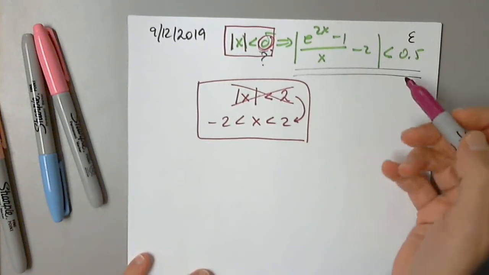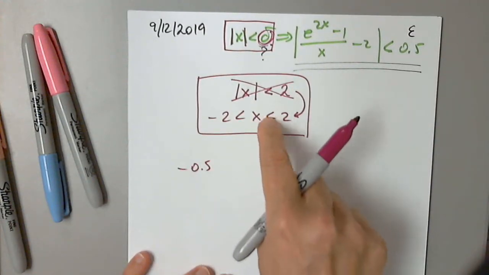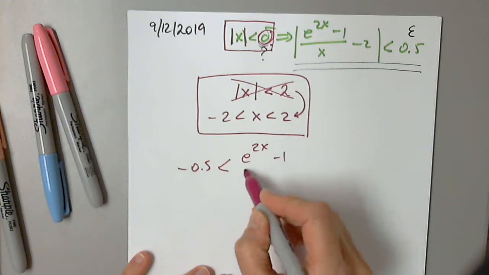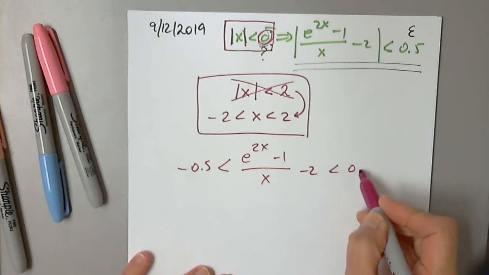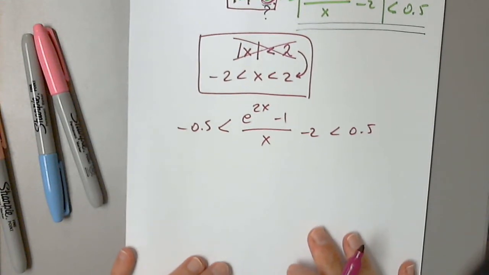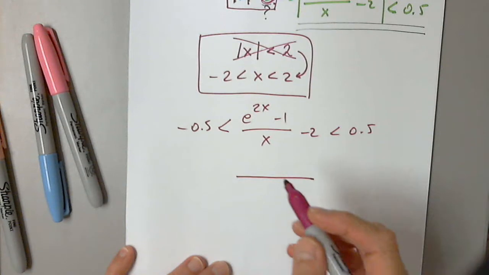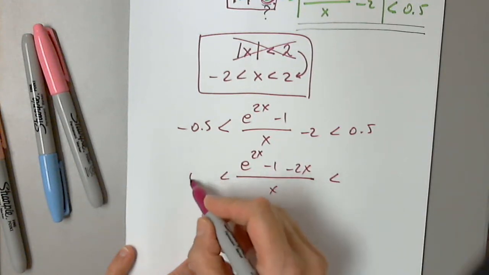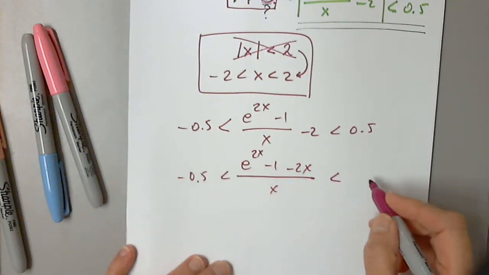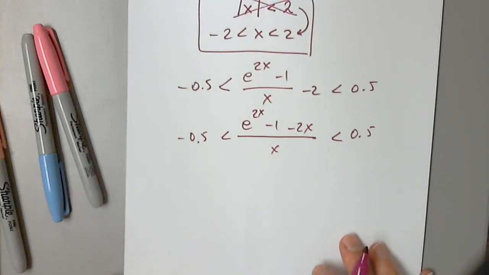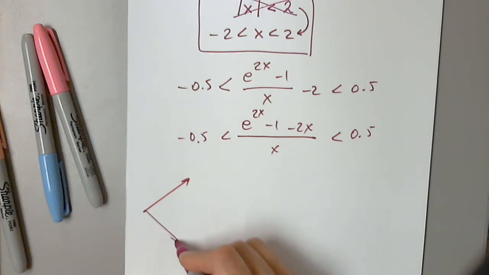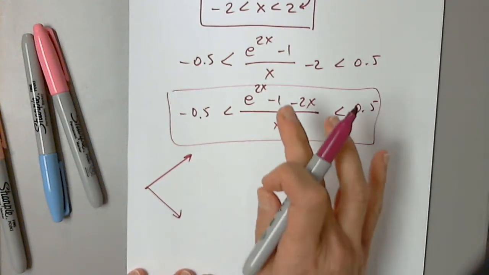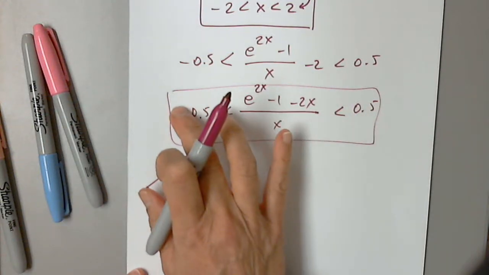So I change this into negative 0.5, exactly how I did this, less than e to 2x minus 1 over x minus 2 less than 0.5. I find in the middle the least common denominator, e to 2x minus 1 minus 2x over x, greater than negative 0.5, less than 0.5. And now I have to solve two equations. In order to be able to solve this, I have to solve two equations. This equals this, and this equals this.